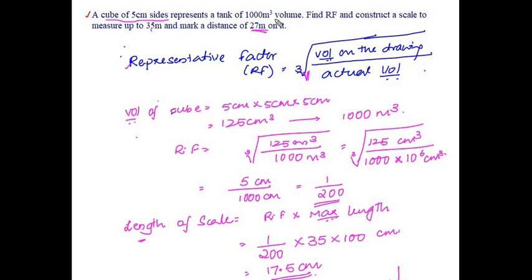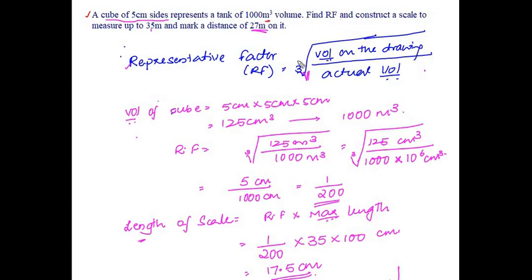When we discussed representative factor in the beginning, I said it can be given in any form. It can be given in the form of length, it can be given in the form of area, it can be given in the form of volume. So here it is given in form of volume. A cube with 5 centimeter side. So we will calculate the volume of the cube, and that is representing a tank of 1000 meter cube volume.